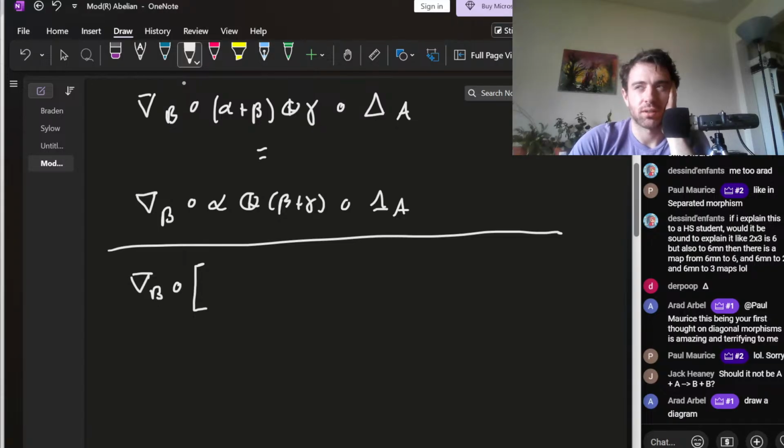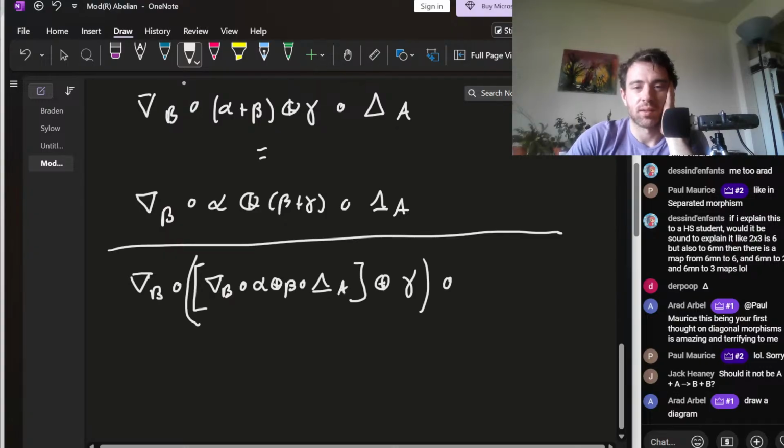With, wait a second, yeah, composed with codiagonal B composed with alpha sum beta composed with diagonal A sum gamma composed with diagonal A should be equal to, see, I mean, as you can see, writing out the diagram for this is quickly going to become a nightmare.